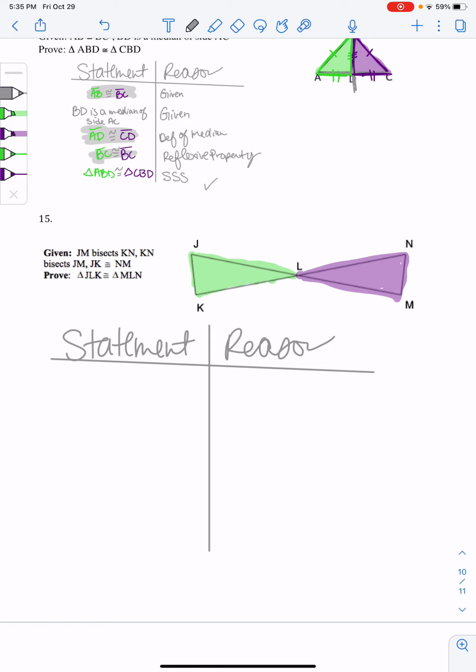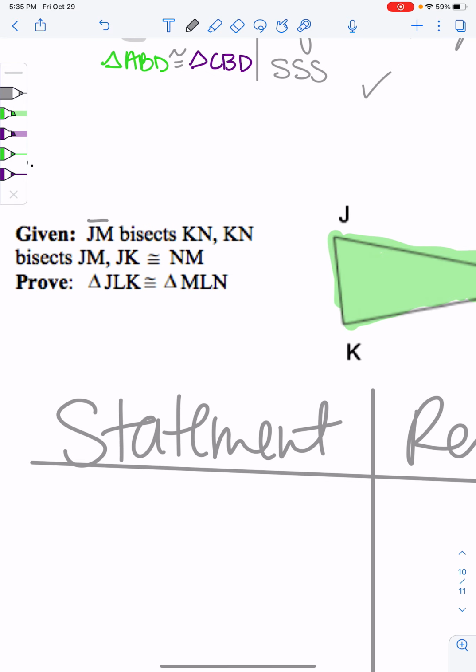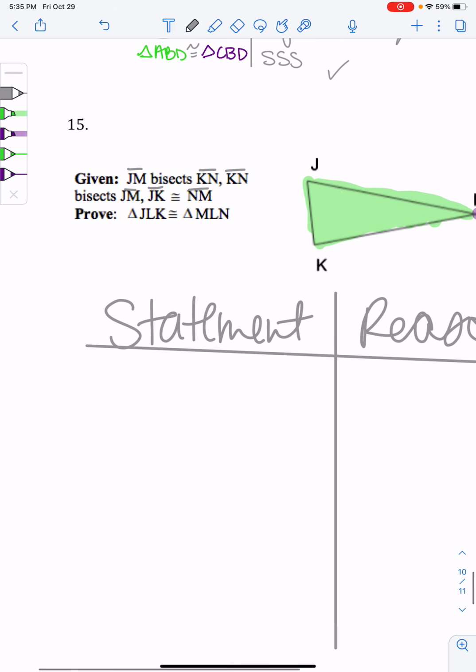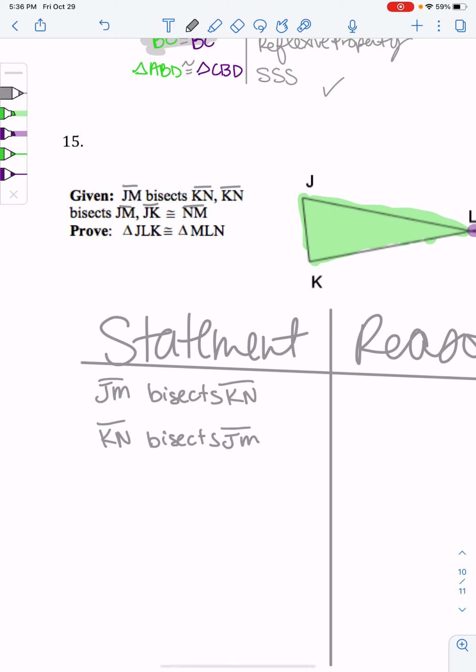Okay, so they gave us a little info about bisecting. They said JM, maybe they just mean the distance. I like when they put this on here though. That's fine though. Okay, so JM, it's a lot to write, bisects KN. They also said KN bisects JM. And then they also said that JK is congruent to NM. Those are all givens.